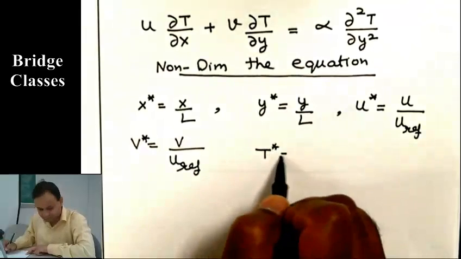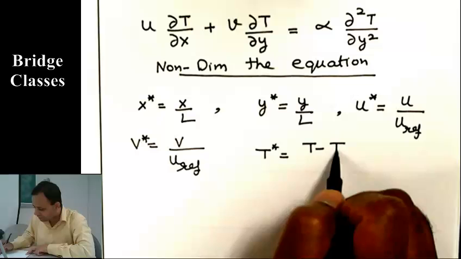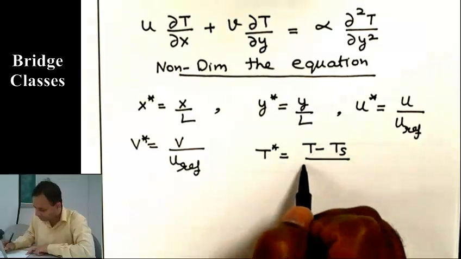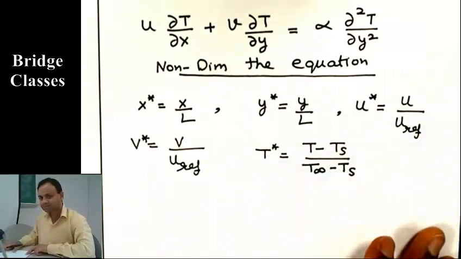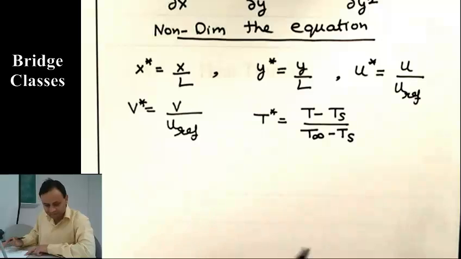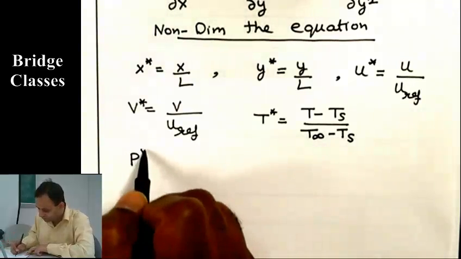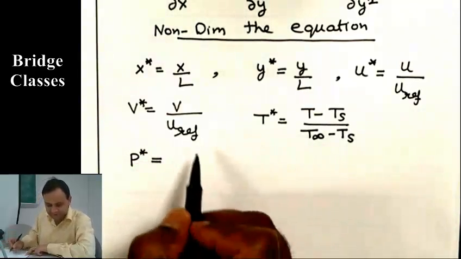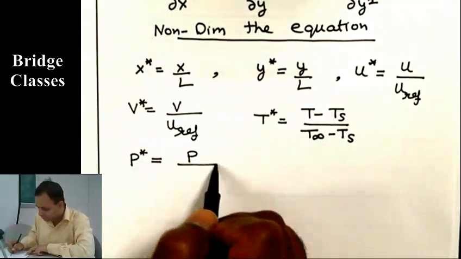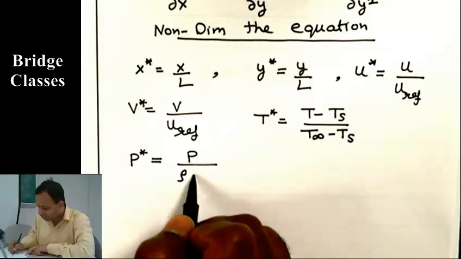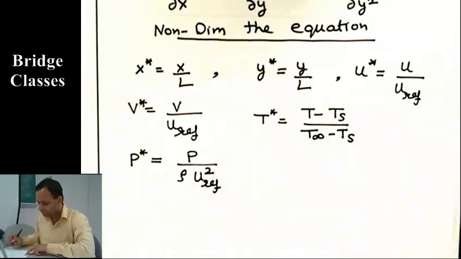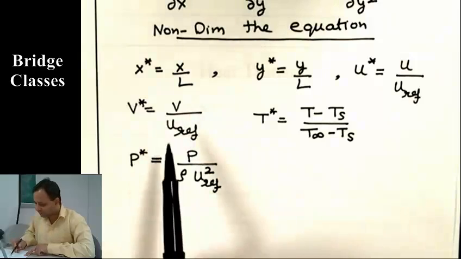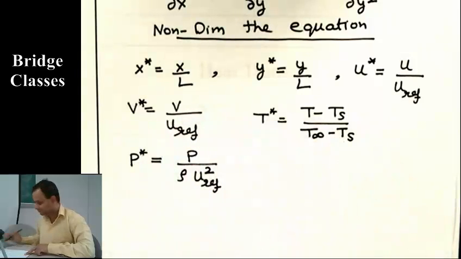Okay, similarly v star as v over this reference velocity, non-dimensional temperature as T minus Ts over T infinity minus Ts, and non-dimensional pressure as P over rho u ref square. Okay. So if we non-dimensionalize the boundary layer equation considering these, it is very simple to do that.